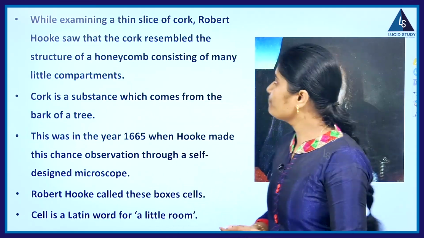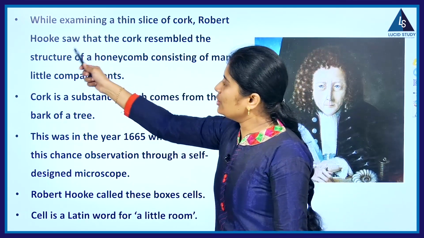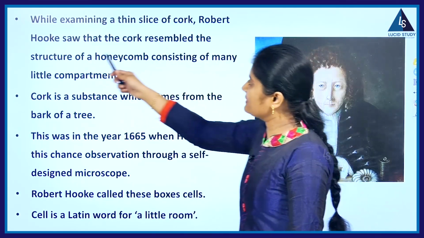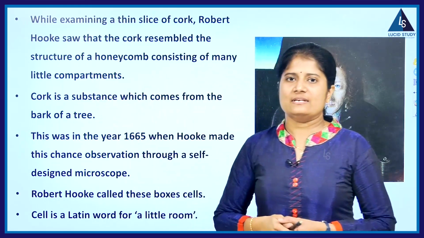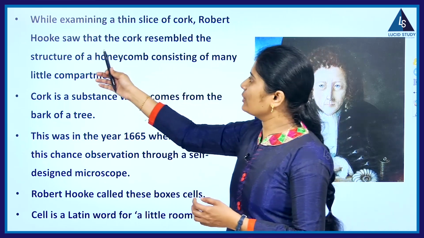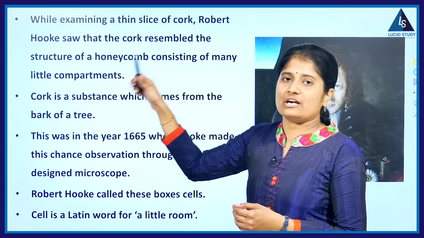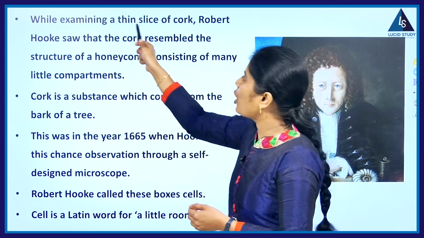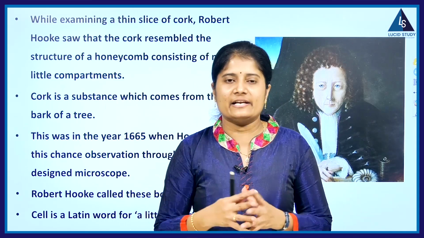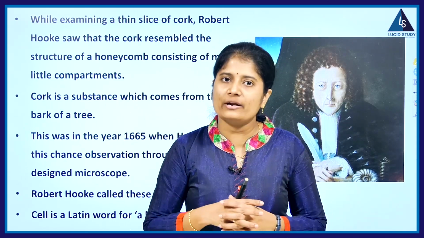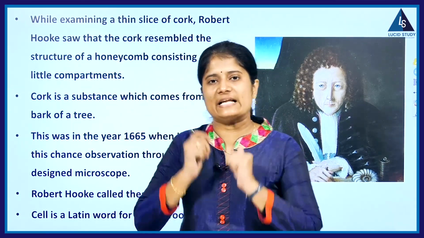While examining a thin slice of cork, Robert Hooke saw that the cork resembled the structure of a honeycomb consisting of many little compartments. So here Robert Hooke, one of the scientists, identified the structure of a cell in a particular cork tissue. Cork is plant material, you can say a bark or a piece of plant part, which resembles the structure of a cell.